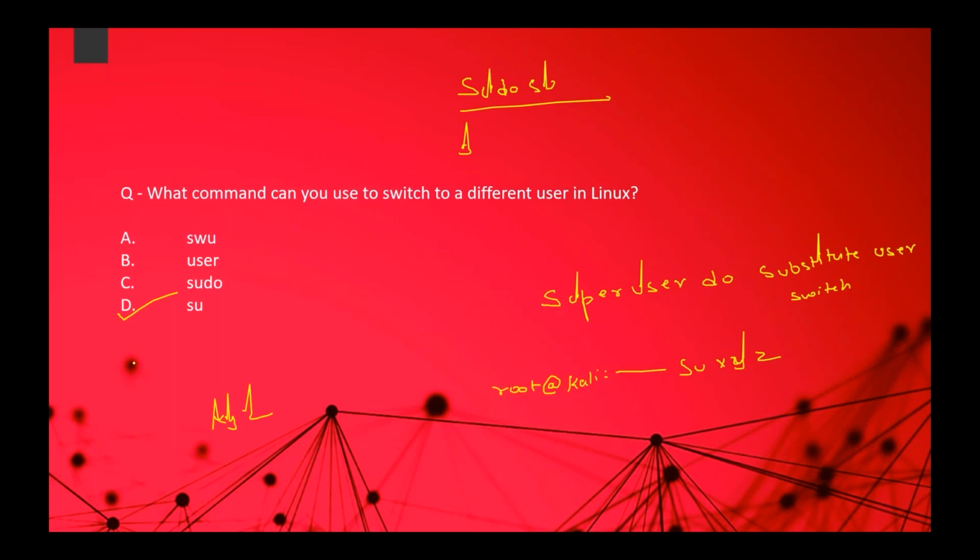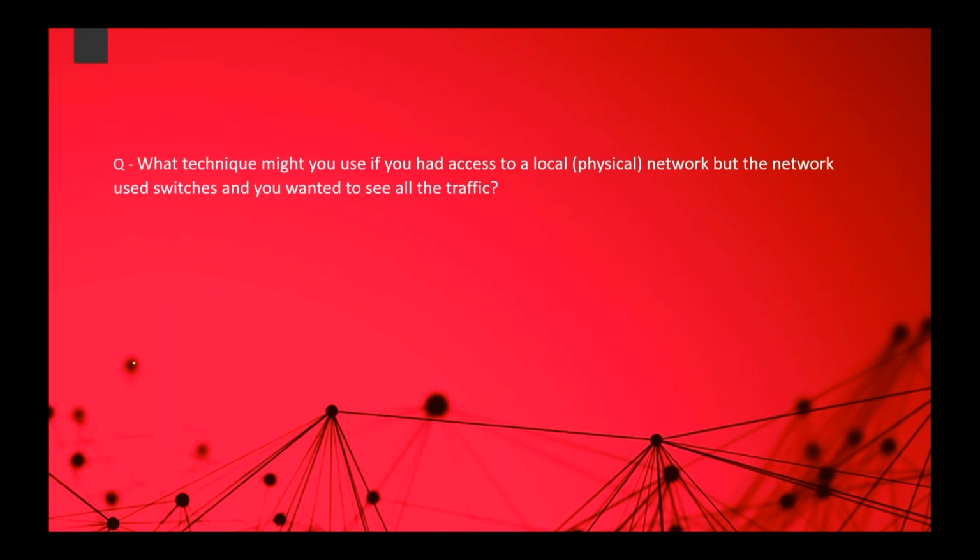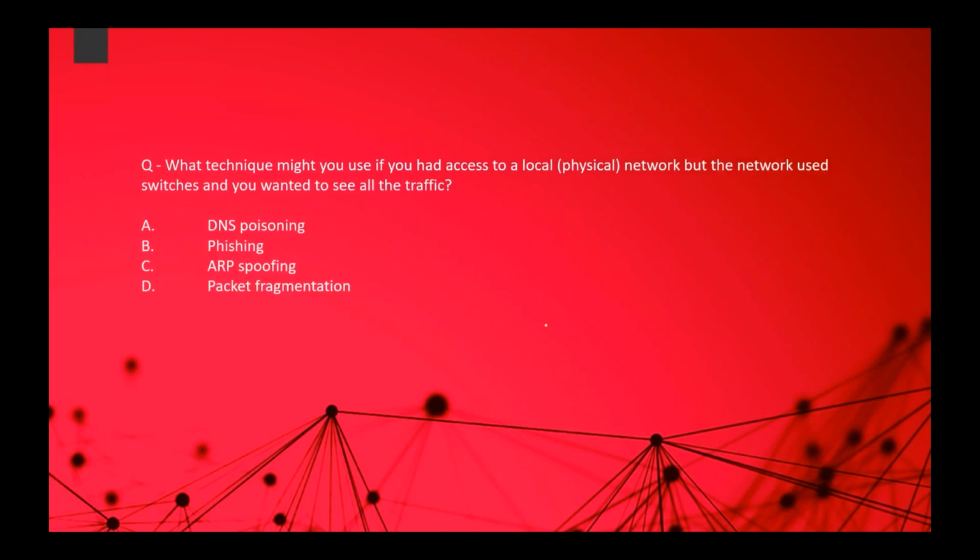Great. Now let's move on to the next question, guys. The next question says, what technique might you use if you had access to a local network, but the network used switches and you wanted to see all the traffic? Any guesses? Now let's see the options, guys. We have DNS poisoning, phishing, ARP spoofing, packet fragmentation.